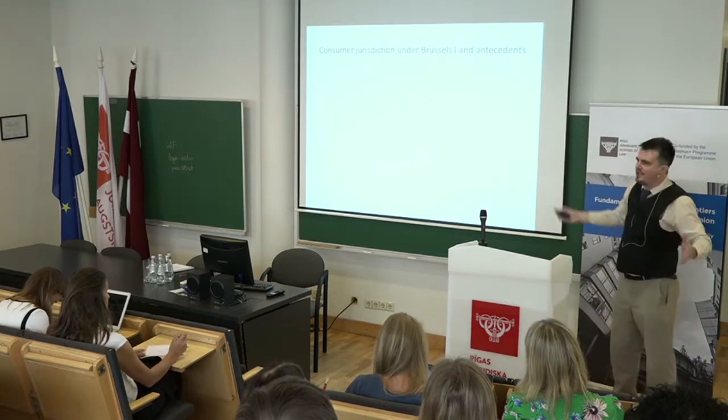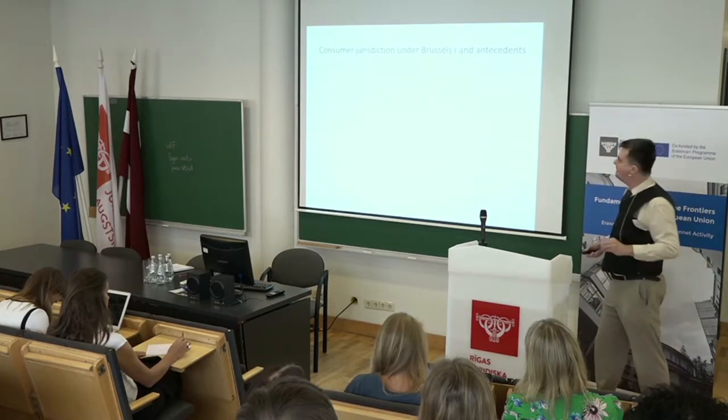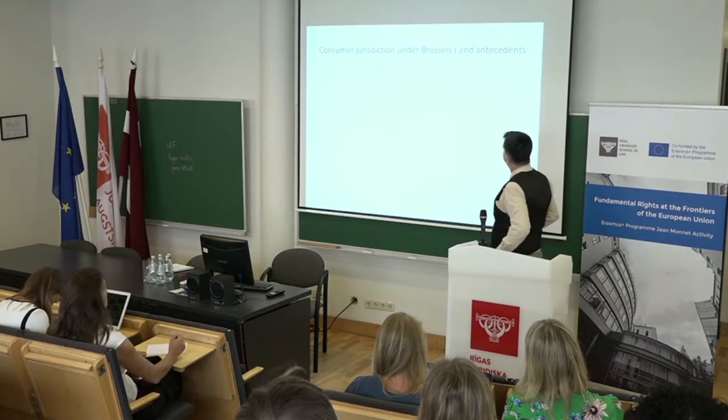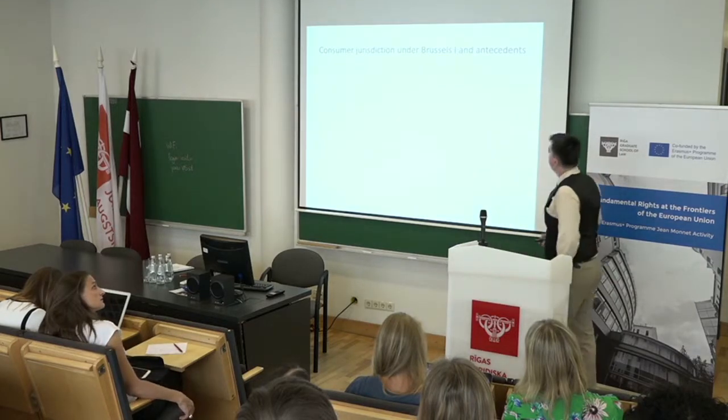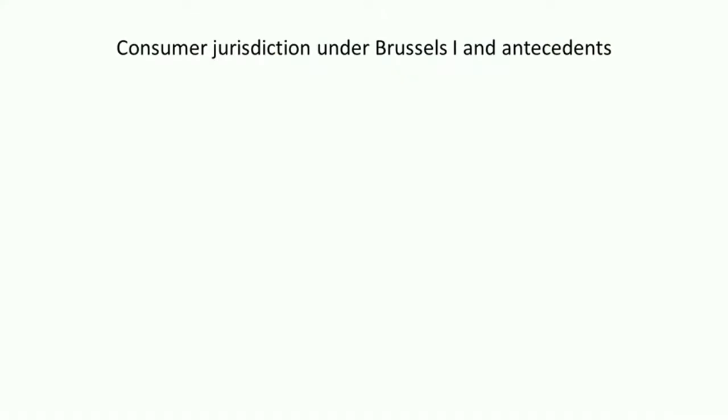Now, I focus only on jurisdiction, right? This was the general scheme of how this issue is placed within private international law. I now choose only jurisdiction under the Brussels I regime. By the antecedents, I mean the Brussels Convention, the Lugano Convention, and then we go to Brussels I, and in the end, the Brussels I recast.